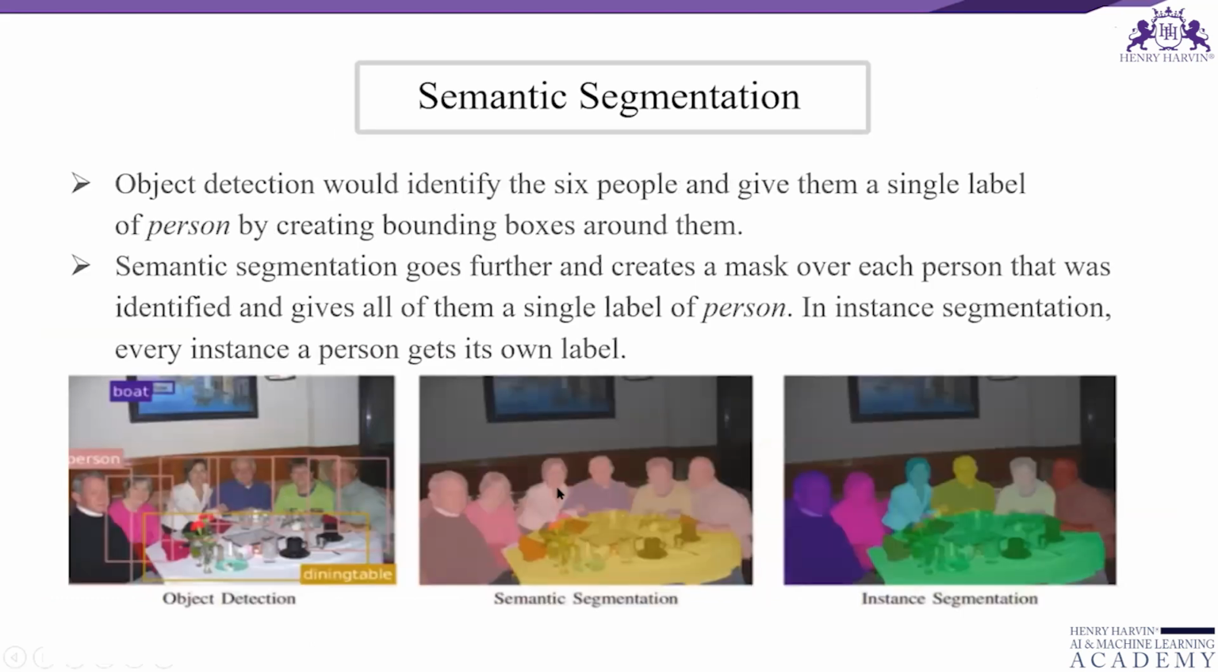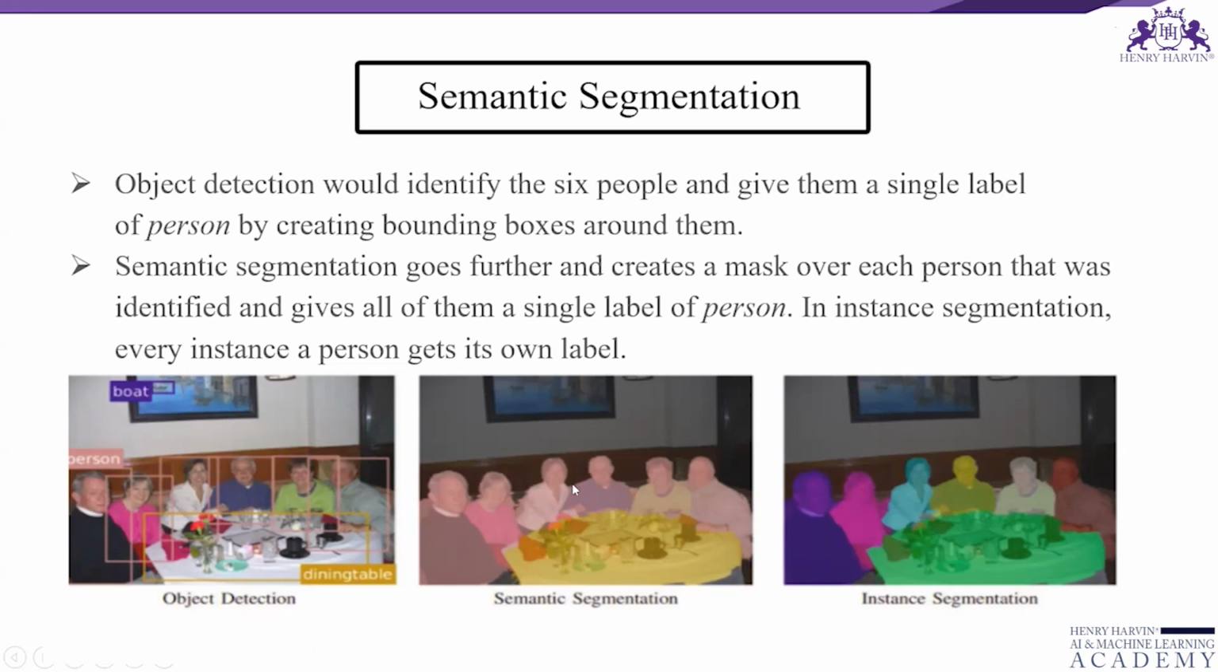Now let us look into these 3 pictures. The first one is about object detection. The second one is semantic segmentation. The third one is instance segmentation. So in object detection, you can see a bounding box. Can you see that there are several bounding boxes? So it's identifying persons. And if you look here, there is a boat, dining table, and flowers, right? So cutlery. So it can detect, right? In the object detection task, it is identifying all the 6 people and giving them a single label of person by creating bounding boxes around them.